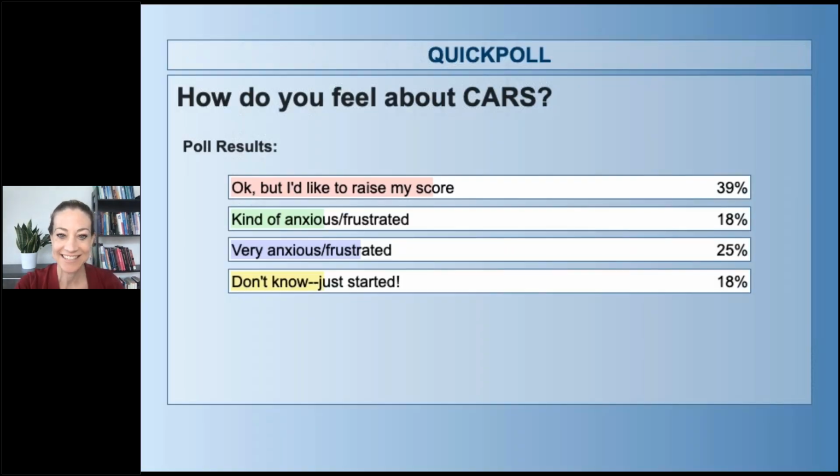All right. Okay, so we've got 39% of you feeling mostly okay, and then we have some kind of frustrated. We've got 18% who are pretty new to CARS. So I think that regardless of where you're starting right now, hopefully you'll get some good tips.